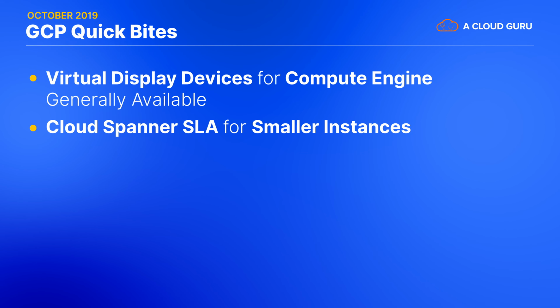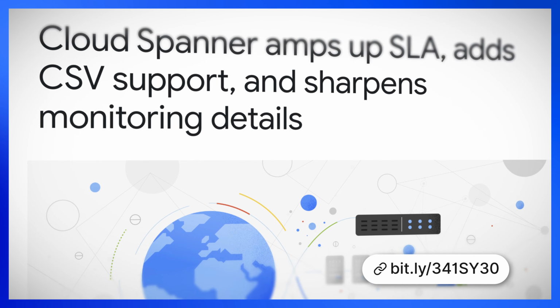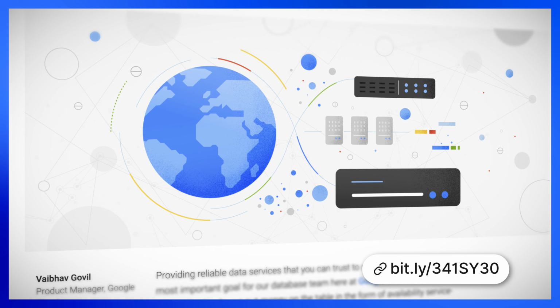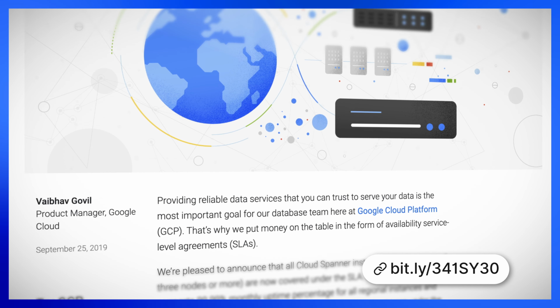Google has just beefed up its service level agreement for Cloud Spanner to include even single node instances. Now, regardless of how many nodes you provision, you'll get the same 4 nines and 5 nines availability for regional and multi-regional instances, respectively. Google can offer this because each regional Cloud Spanner node is actually replicated in 3 different availability zones. And each multi-region Cloud Spanner node has 5 or more replicas behind it.